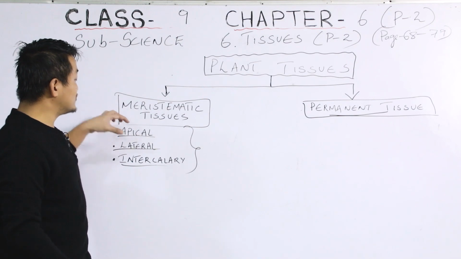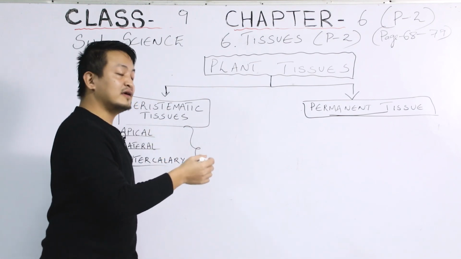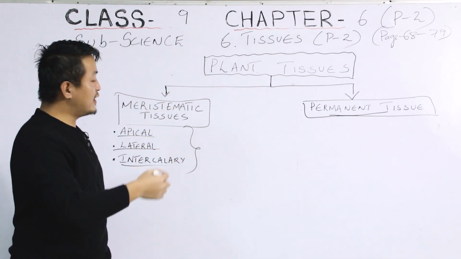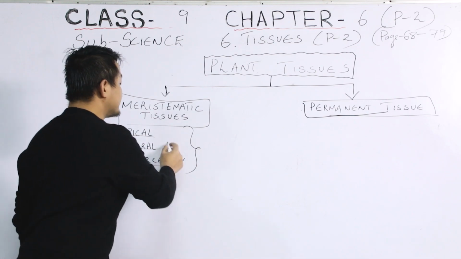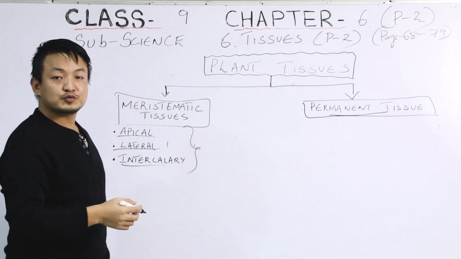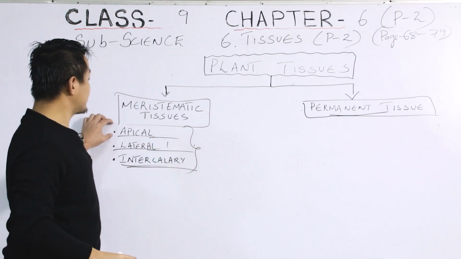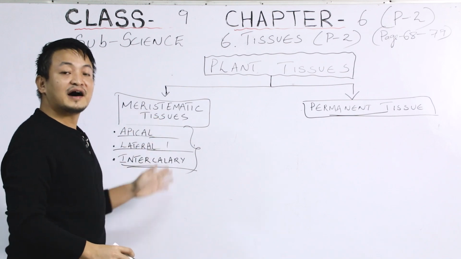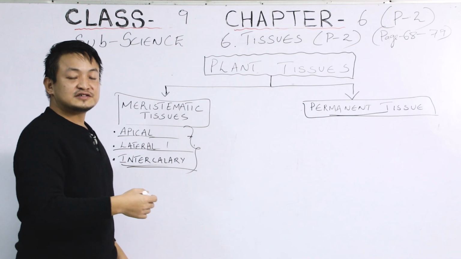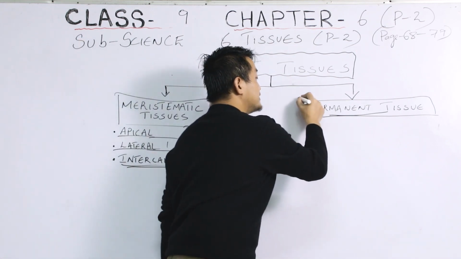Apical meristem is found in the growing tips of the stem and the roots. Lateral is on the sides, and intercalary is at the internodes on twigs. We have to know all this. Apical meristem is for primary growth, increase in height. So the main important thing is the name and functions. Now today we are going to discuss the permanent tissue.